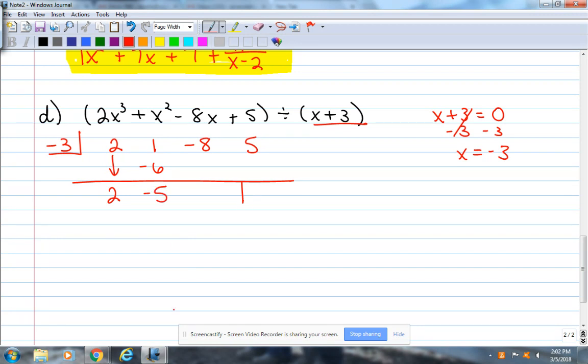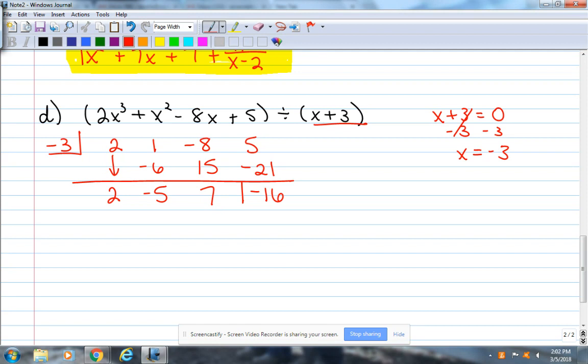-3 times -5 is +15. Goes right there. Then you add. What's -8 plus 15? 7. And then you have a bottom again, so corner times bottom. What's -3 times 7? Negative 21. And then you add, and what do you get? -16. I didn't mean for it to be two 16s in a row.